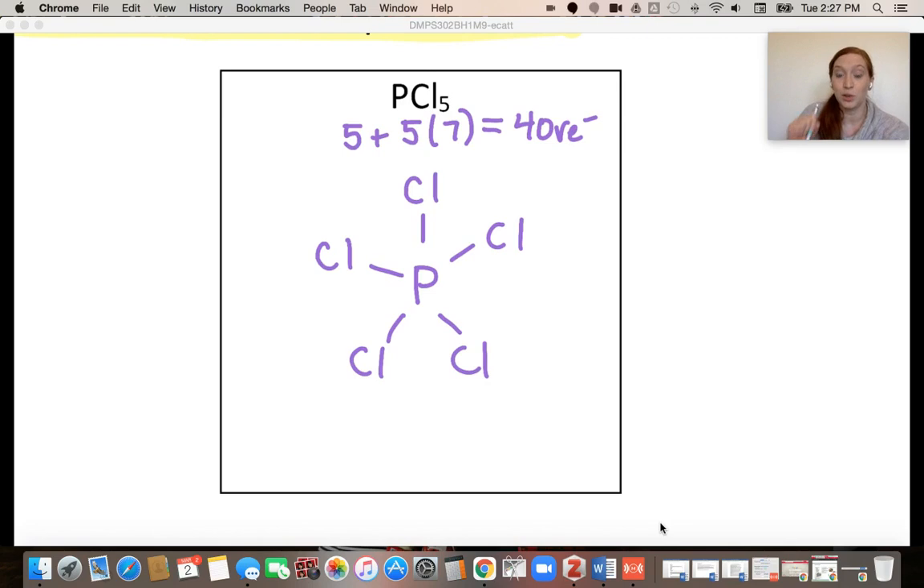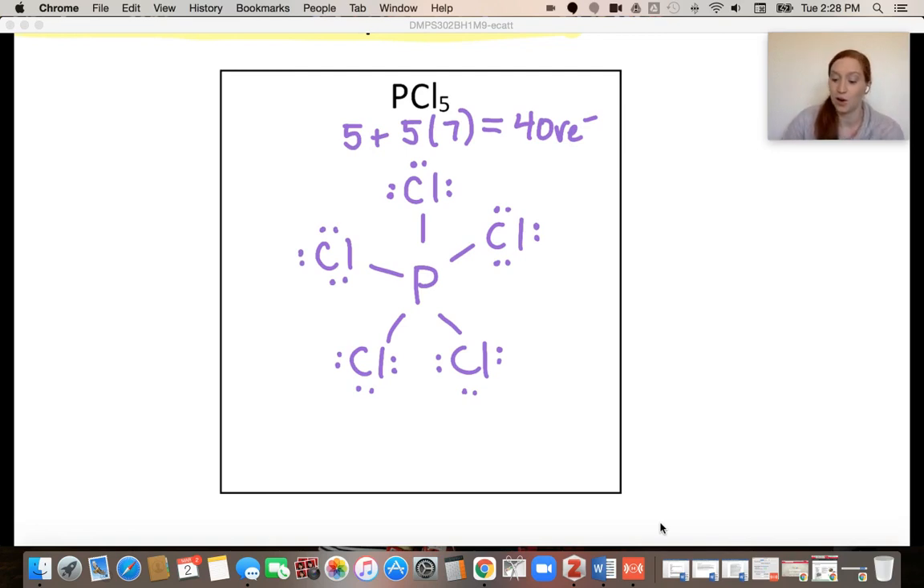So 5 bonds, 2 electrons apiece. That is 10 electrons that I've used. I need to use the rest of the 30. These are going to be starting out as lone pairs on our outside atoms. So 10 already. Let's start counting up. 12, 14, 16, 18, 20, 22, 24, 26, 28, 30, 32, 34, 36, 38, 40. Okay, I've used all of my electrons.